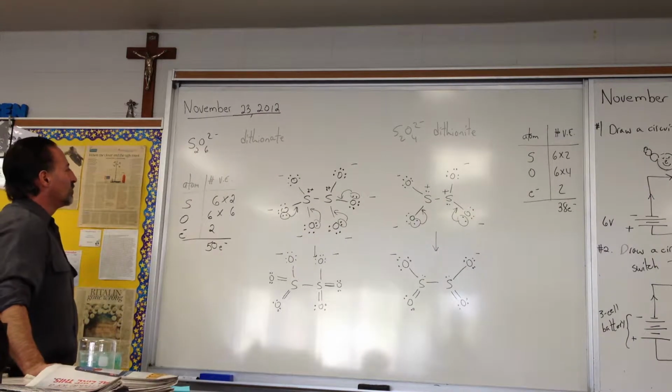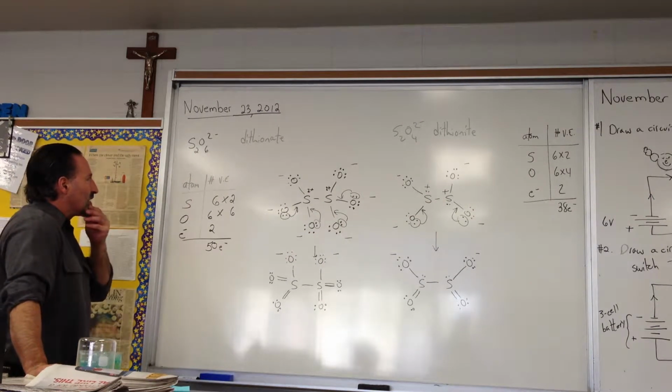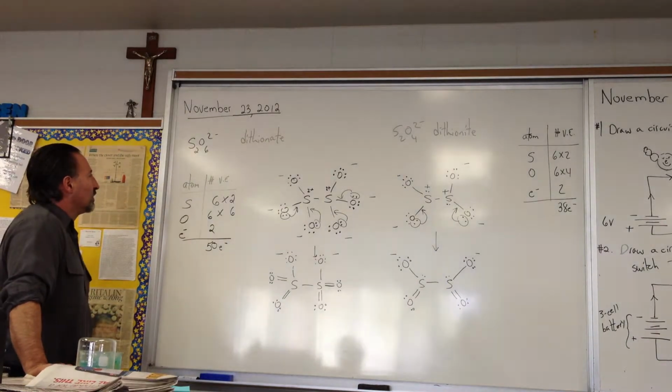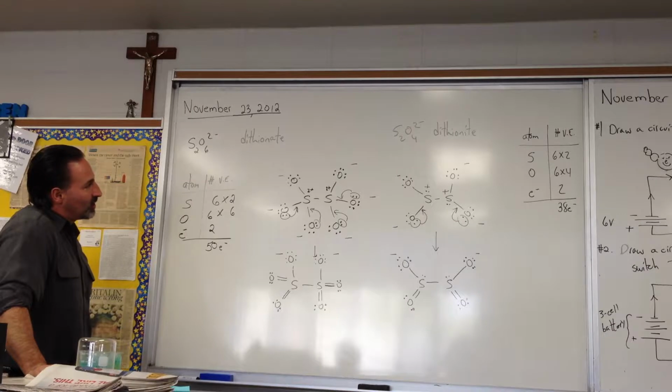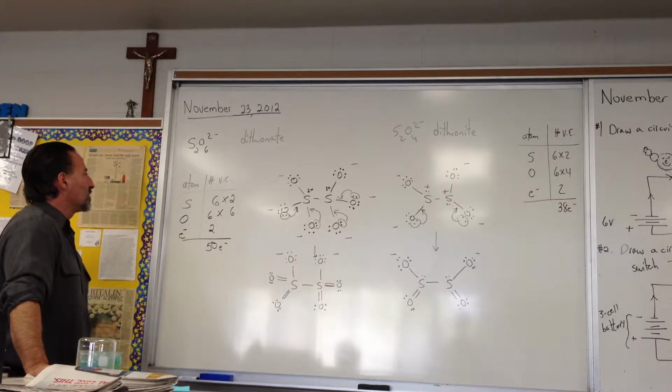Alright, we're going to learn how to do the Lewis structures of dithionate and dithionite. Dithionate is S2O6 with a -2 charge. Dithionite is S2O4 with a -2 charge.